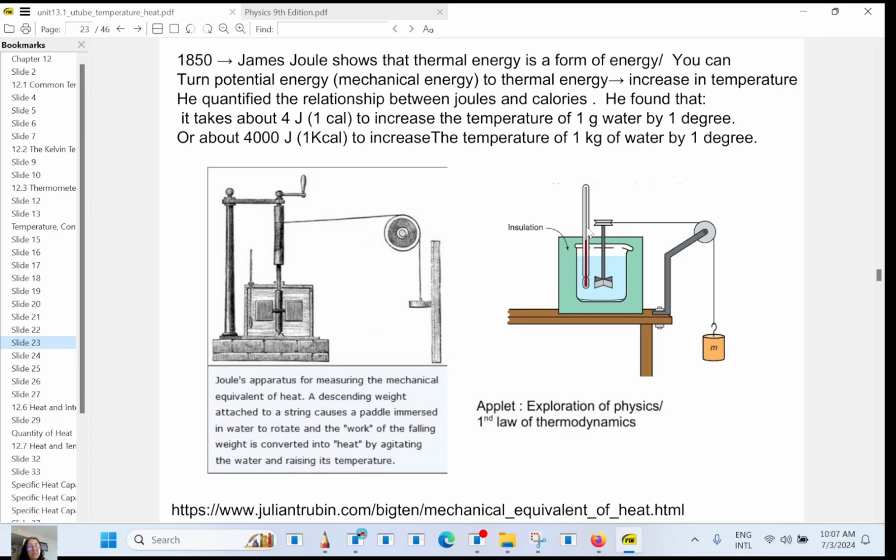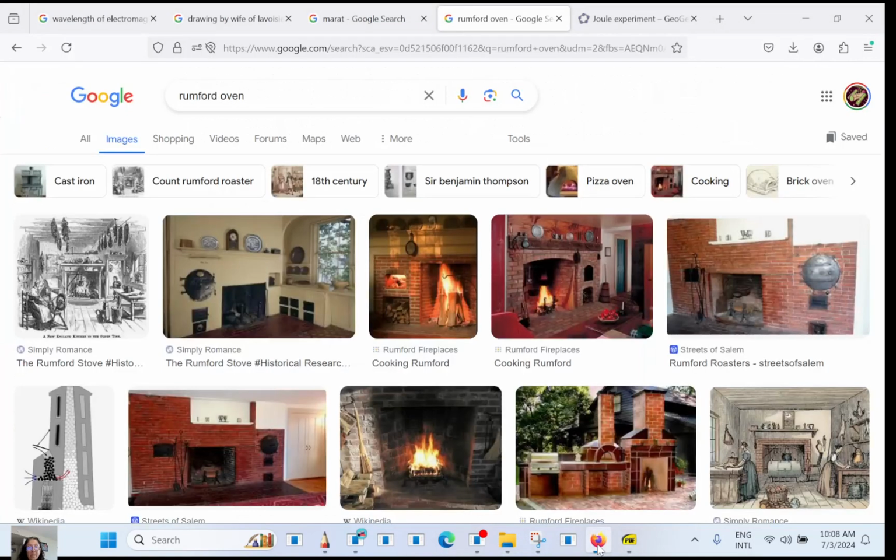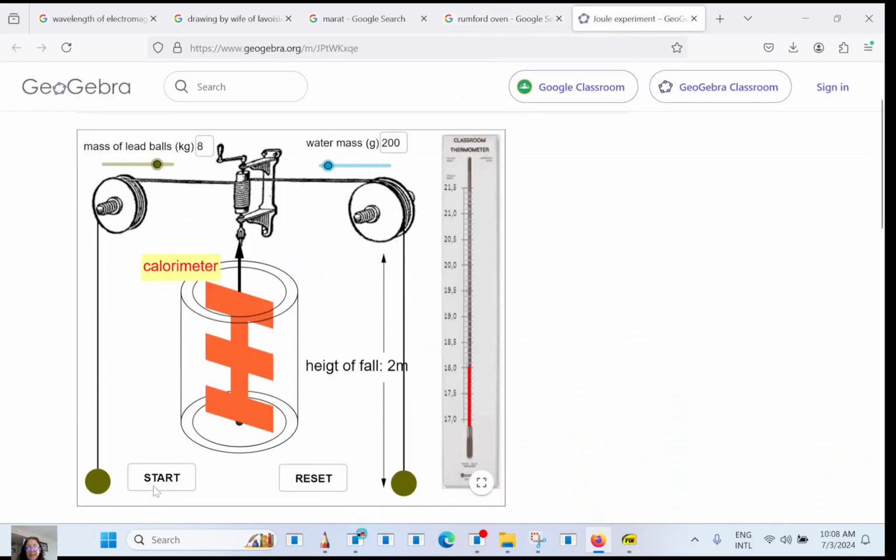And he was able to quantify the amount of thermal energy. Okay, so he was able to show that the change in temperature was proportional to the work done by gravity on the mass. So it's the first law of thermodynamics. It's a conservation of energy. So you go from potential energy to kinetic energy, and then you're going to get heat, and you're going to get thermal energy.